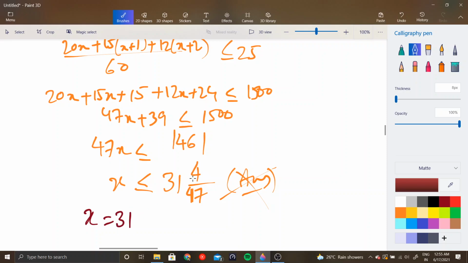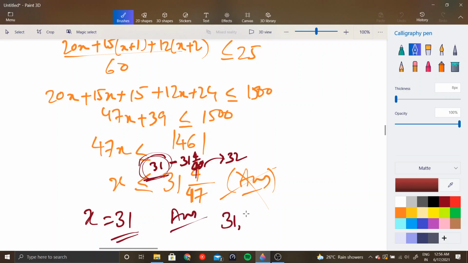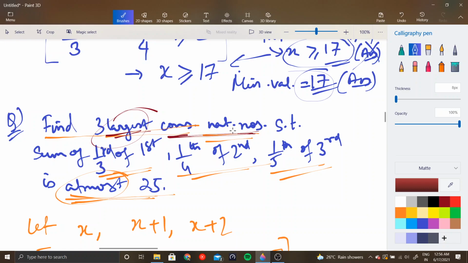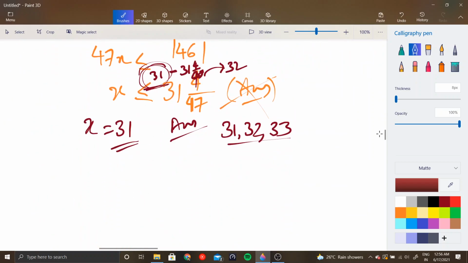Because this is 31 4 by 47, it has not reached 32 yet, and this is greater than 31, so it is somewhere in between 31 and 32. So you have an option, 31 is an integer that will satisfy. So this is the maximum integer possible, so your answer should be 31, 32 and 33. They are basically the 3 consecutive natural numbers whose sum is at most 25. So you have 31, 32 and 33.